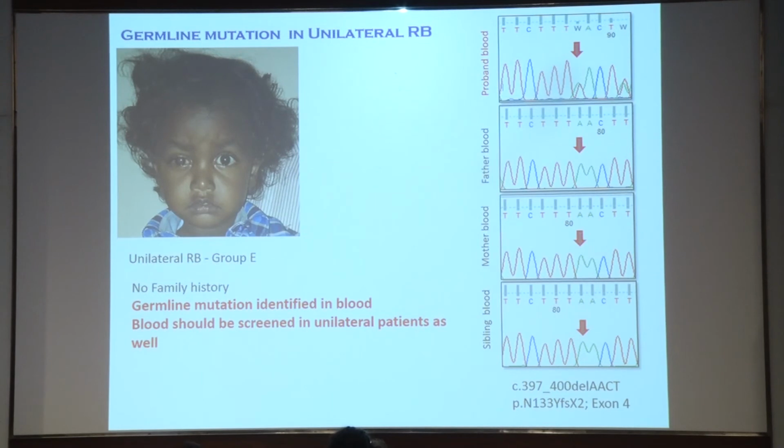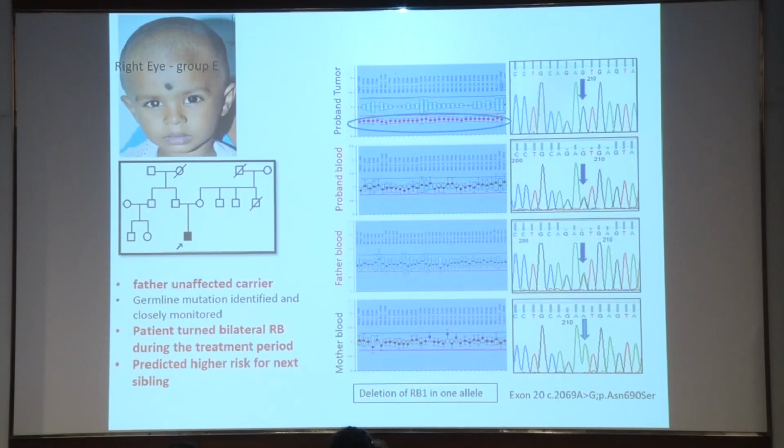Another example here is a unilateral retinoblastoma, group E, with no family history, and a germline mutation was identified in the blood. So I would emphasize that it is very important for us to do genetic analysis even in unilateral patients. Now this is another example where the father was an unaffected carrier.